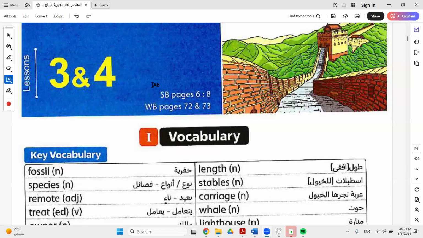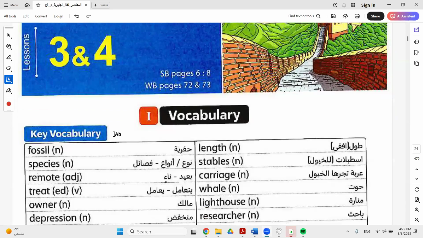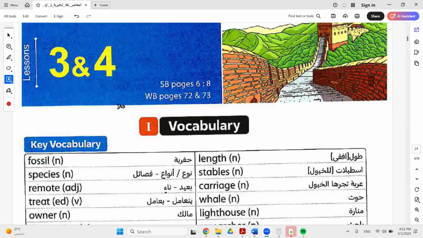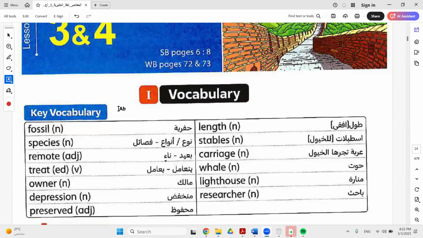Welcome back again. This is Unit 1, Our World, Lesson 3 of 4. Let's start with the vocabulary. As I mentioned before, the best way to study vocabulary is to use them.